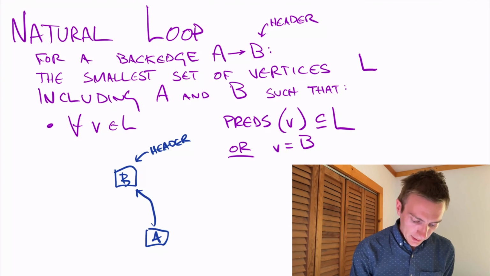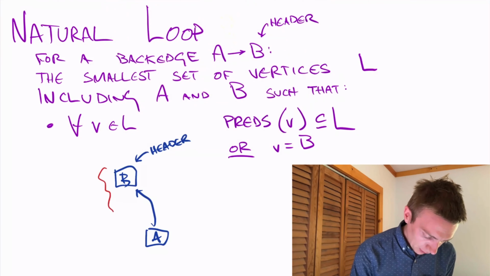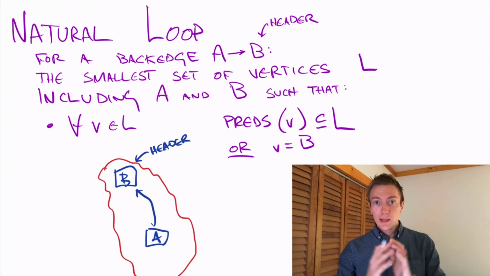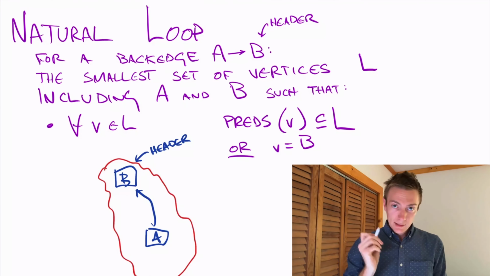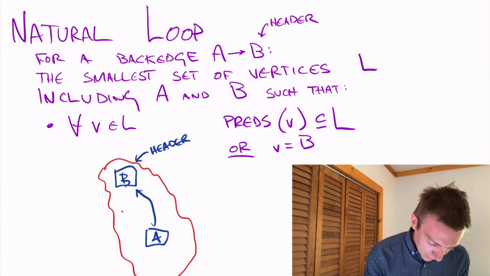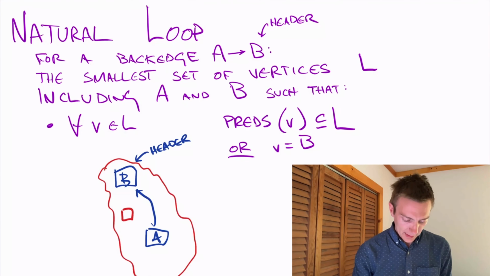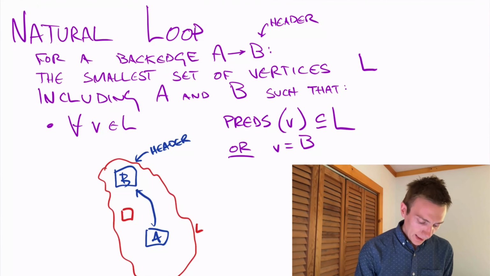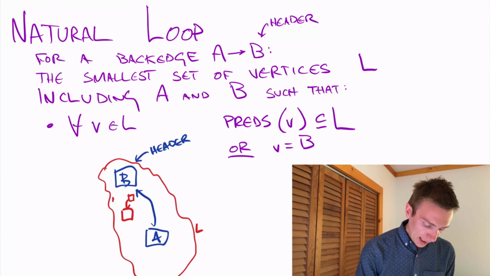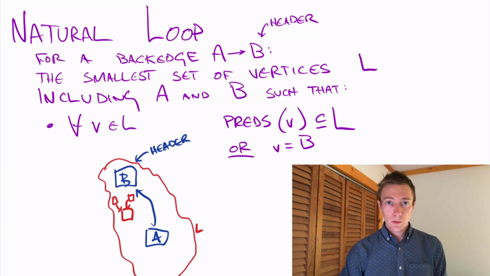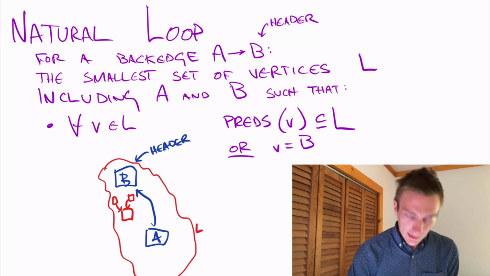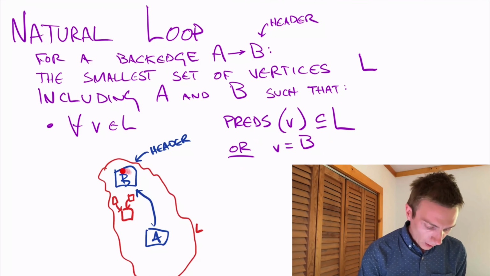Natural loops are sets of vertices L, which I'll draw as a blobby set of vertices around A and B. So they have to include A and B, and has to include the minimal set of vertices around A and B, such that the following is true. If you are a member of L, this set L that defines the loop, you can have as many predecessors as you want, as long as they also exist inside L. That is, you're only allowed to have predecessors that are also inside the loop, unless, as the condition says, you, the vertex, are B. That is, you are the header.